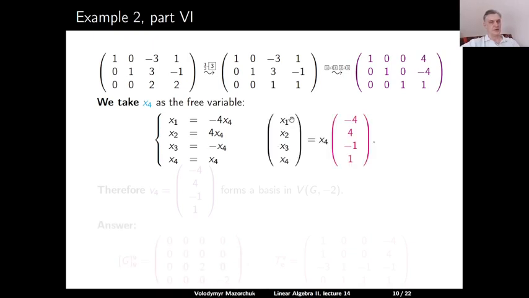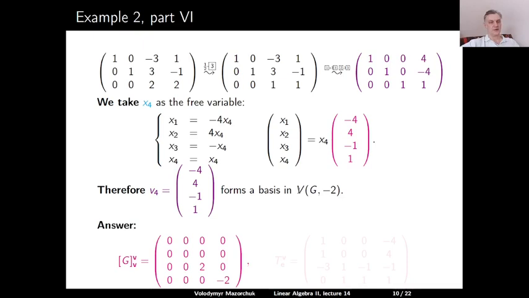In the vector form, x1, x2, x3, x4 is equal to x4 times the coefficient vector minus 4, 4, minus 1, 1. So this vector, which we denote by v4, the vector minus 4, 4, minus 1, 1, forms a basis in the eigenspace for G, which corresponds to the eigenvalue minus 2. And now we can write down the answer.